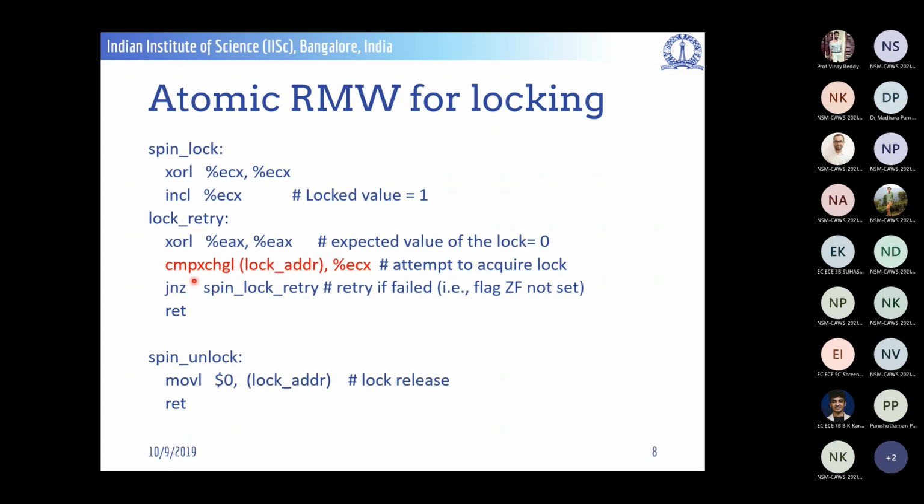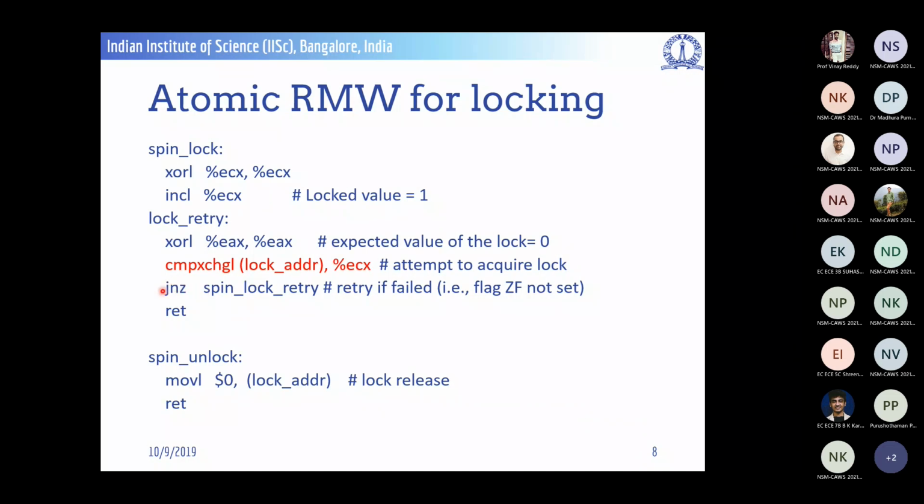Okay, and how do you figure out that you have failed to acquire the lock? If this value is not 0, then you do not take the ECX register value and write it to the lock address, because you have failed to grab that lock. But at that point of time, your zero flag would not be set.